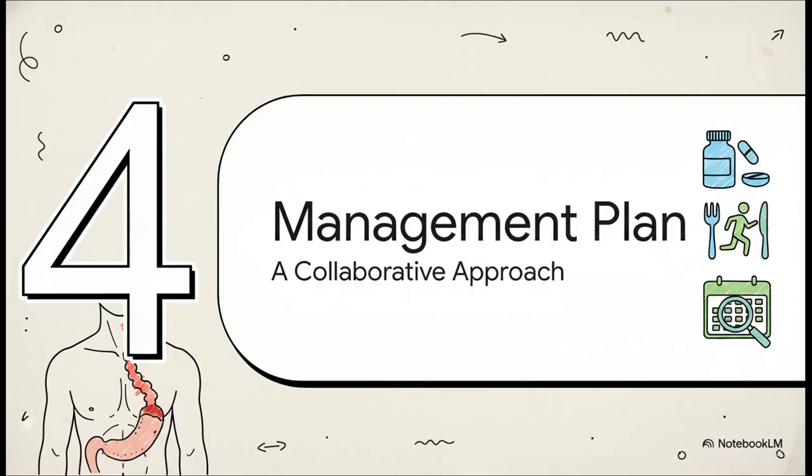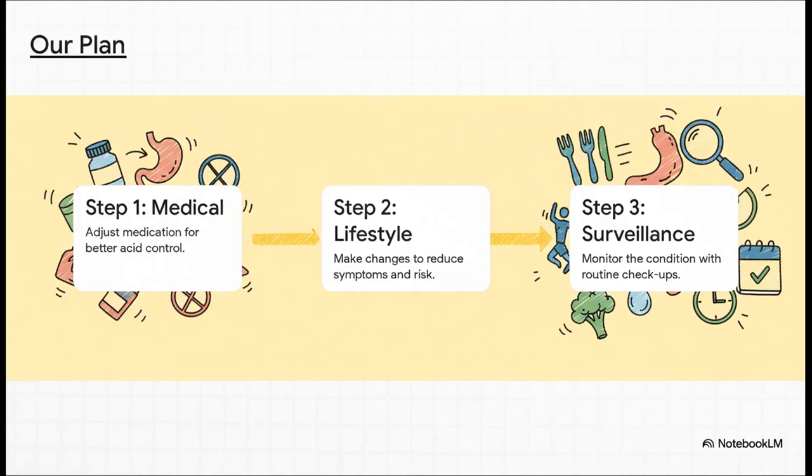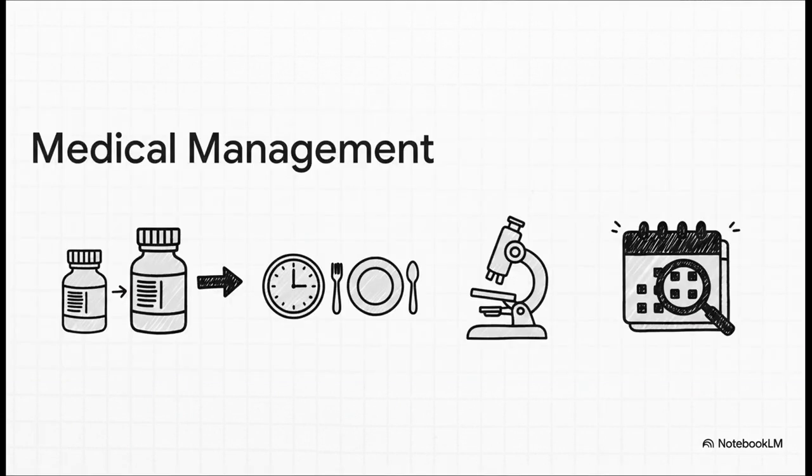So the diagnosis is out in the open. What's next? Well, now you build a management plan. And the key word here is collaborative. You're doing this with the patient, not to them. And a really clean way to do this is to break it down into 3 main parts. Think of it as 1, the medicine, 2, the lifestyle stuff, and 3, how we're going to keep an eye on things going forward. Let's start with the medication.